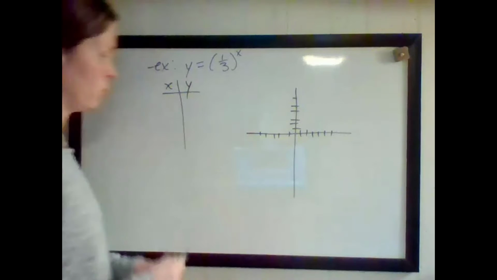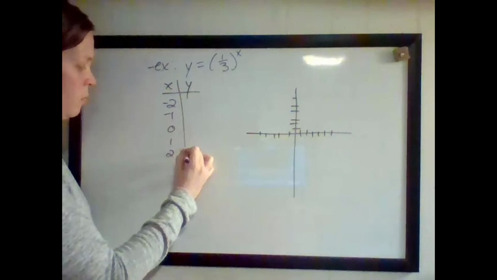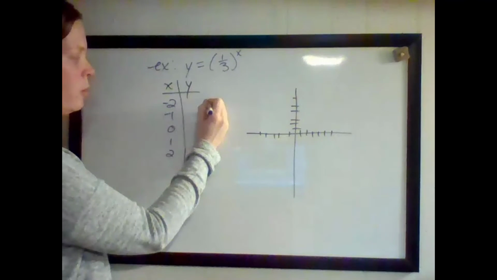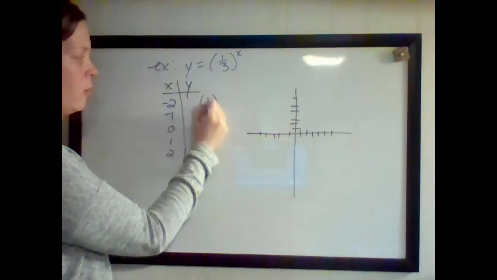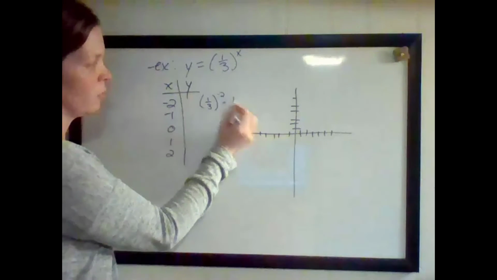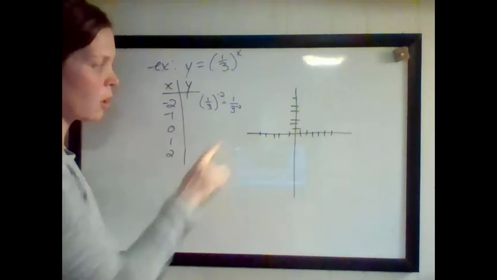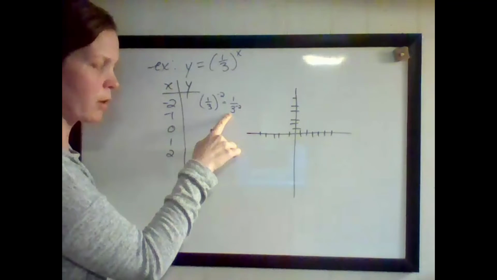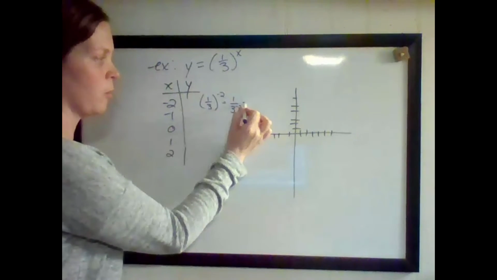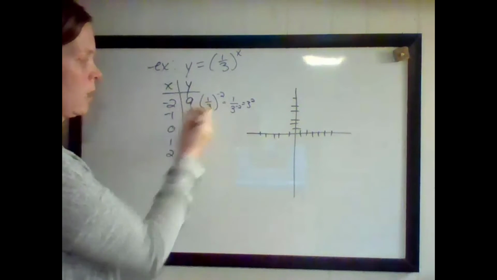Let's do negative 2, negative 1, 0, 1, 2. So 1/3 to the negative 2 power. Well, really, 1 to any power is 1. I'm just going to apply the negative 2 down below. So if I have a negative exponent in the denominator, if I bring it back up, now it's a positive 2. So this is going to be 9.